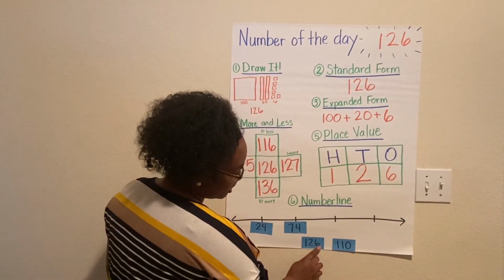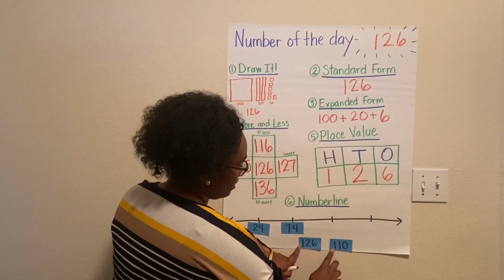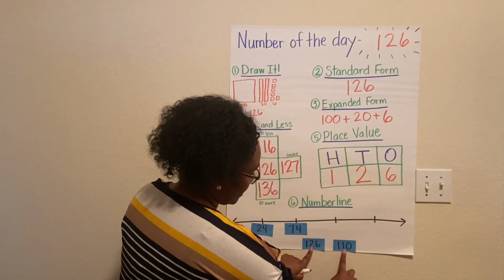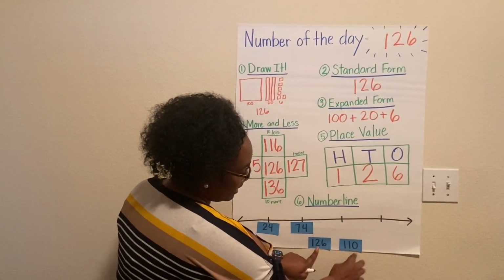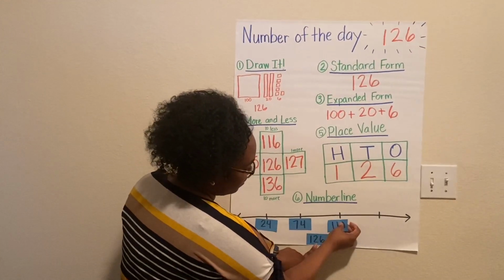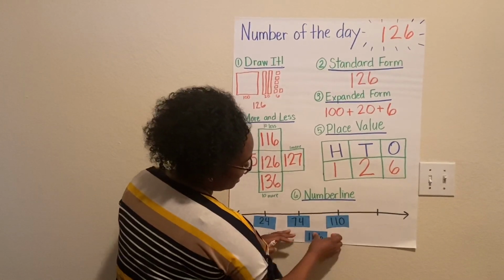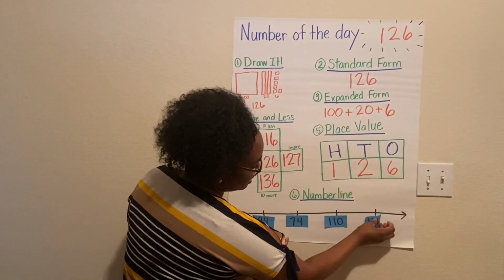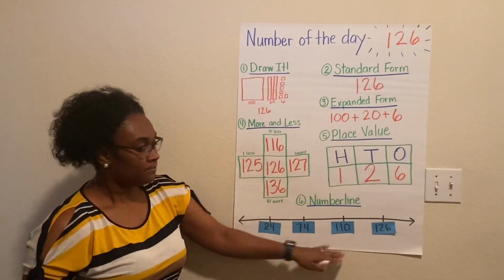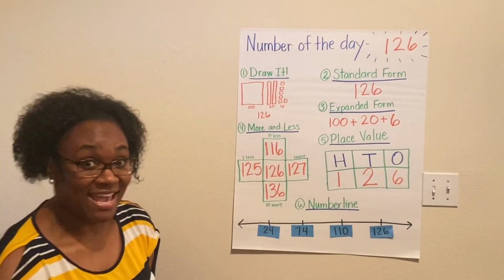And now we have 126 and 110. The hundreds are the same. Then we go down to the tens. 1 is smaller than 2, so we know 110 will come next. And the largest number is 126. So that's how we start our day for math.